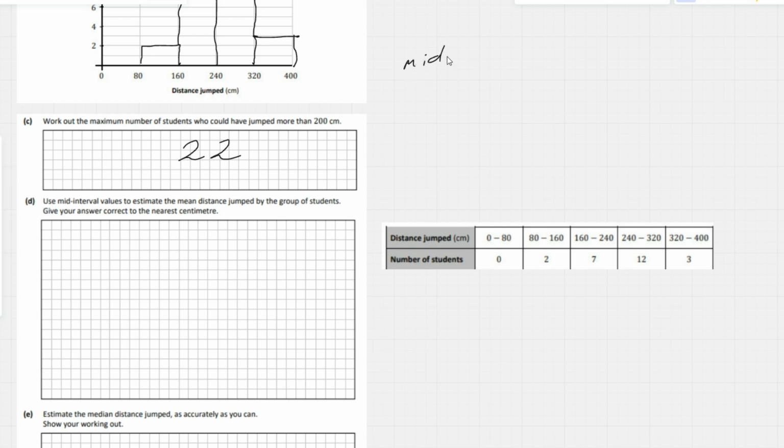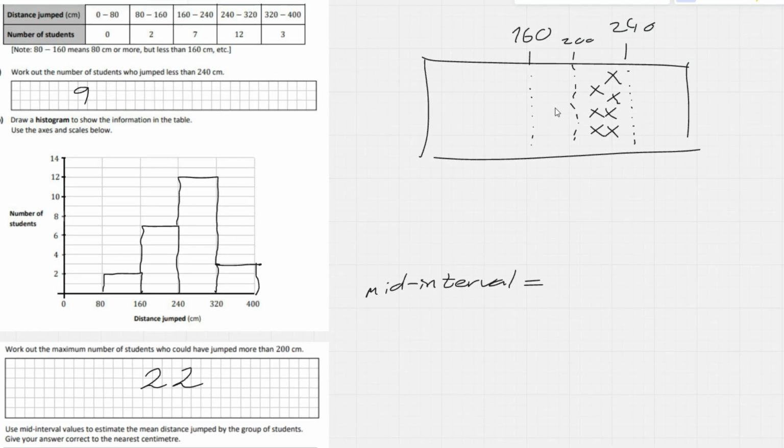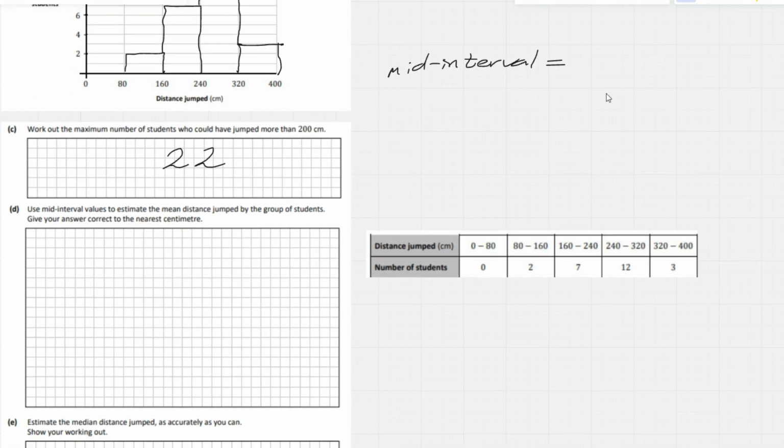Mid-interval is something in the middle, as we can see, mid here means in the middle. So in the middle of the interval. For example, in part C, we were looking at the jumps between 160 and 240. So 200 would be the mid-interval point. Why? Because it's exactly in the middle between these 2 points. It's 40 from 160 and 40 from 240. So that's what mid-interval points are. They're a point in the middle.